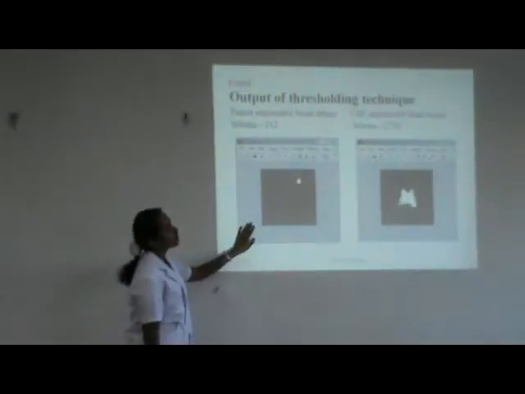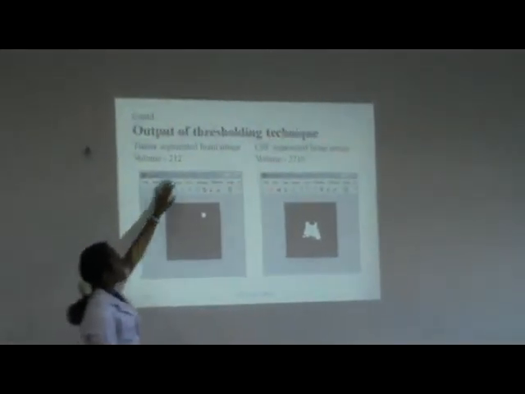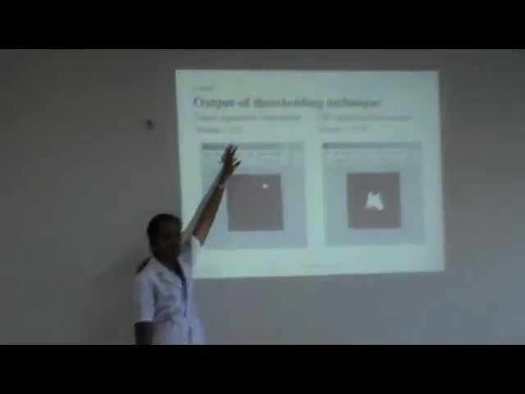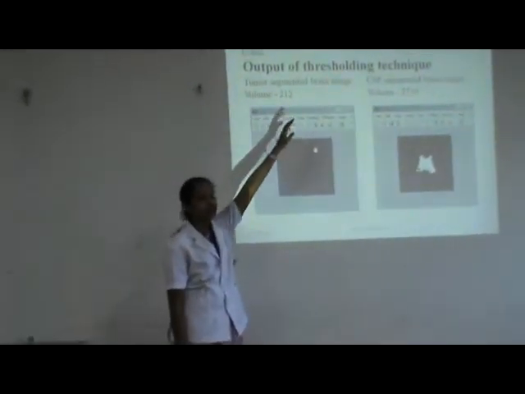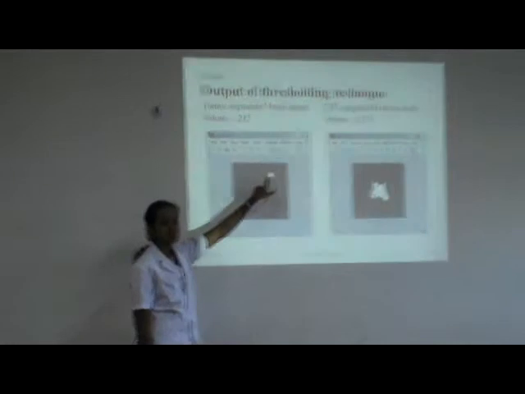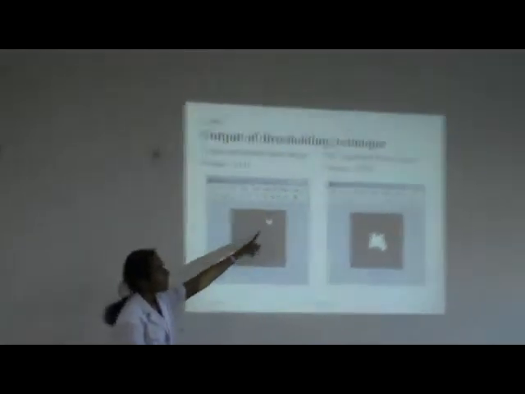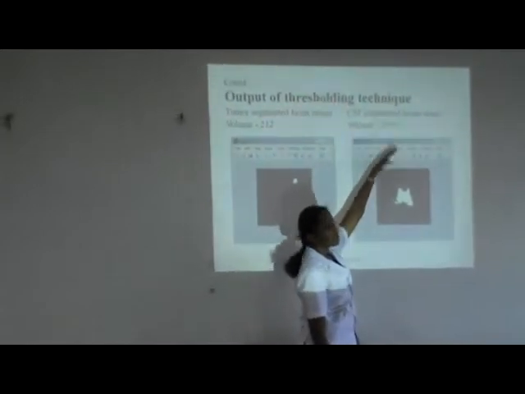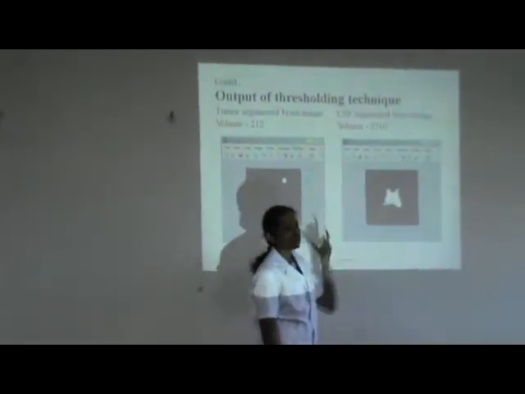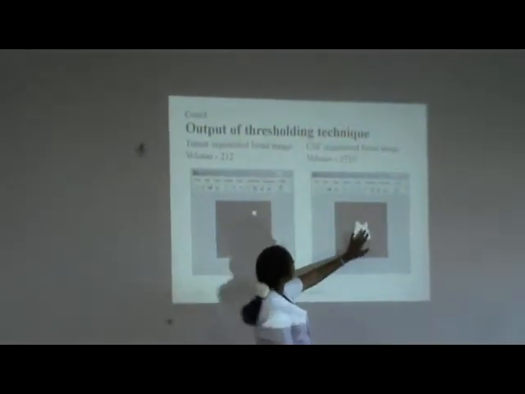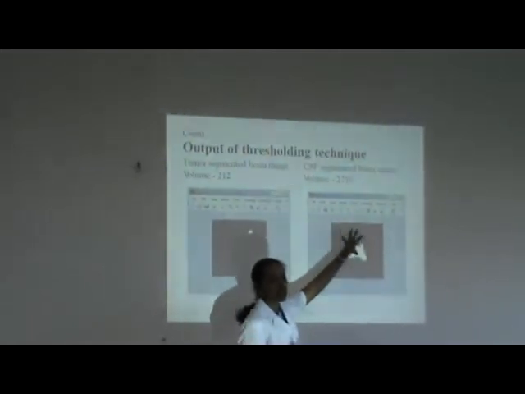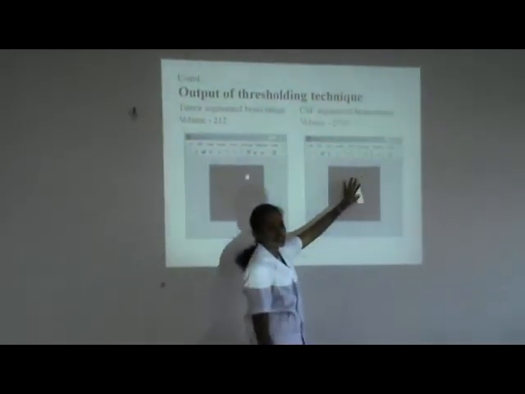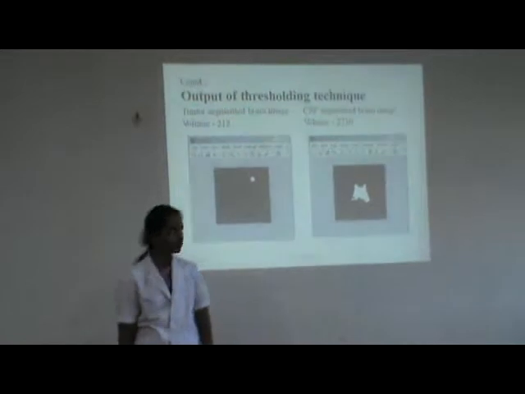And this is the output for the thresholding technique. Here I have considered 200 as my threshold value. If it comes greater than 200, it will be represented as a tumor affected brain. And here I have considered 2500, and if it comes above the threshold value, then it is CSF segment. It will consider only the center part, which is in CSF segmentation.